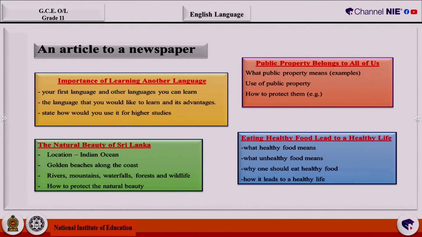The natural beauty of Sri Lanka. Again, you are given guidelines. The location, Indian Ocean, golden beaches along the coast, rivers, mountains, waterfalls, forests and wildlife. You have to provide many examples for these things and how to protect the natural beauty. So, these are the guidelines that you have to follow. Last one, eating healthy food leads to a healthy life: what healthy food means, what unhealthy food means, why one should eat healthy food, how it leads to a healthy life.